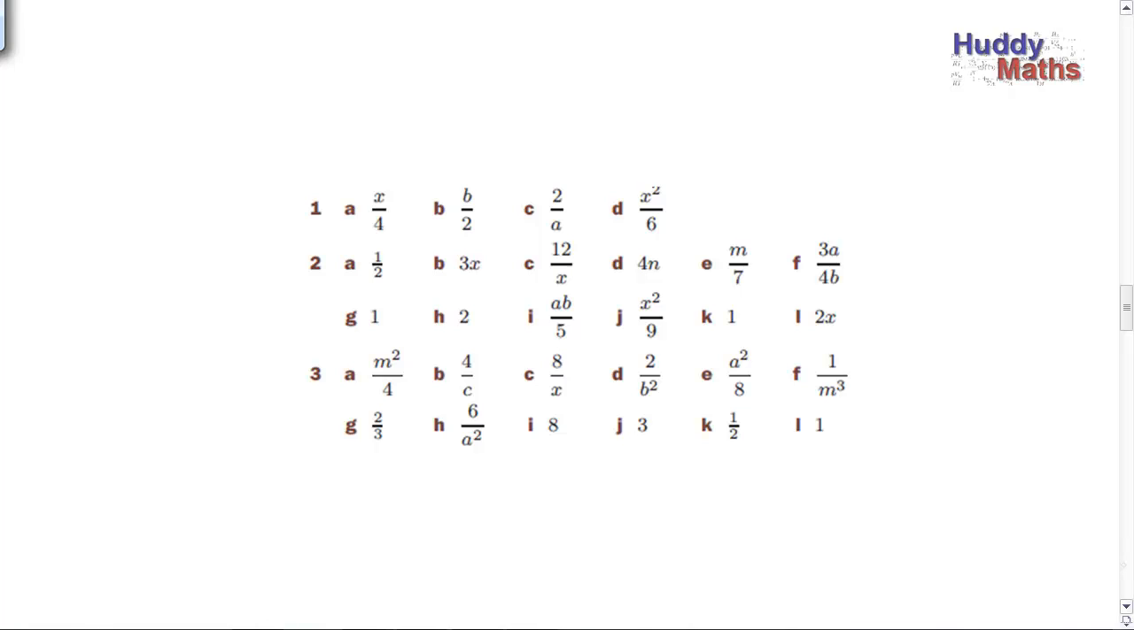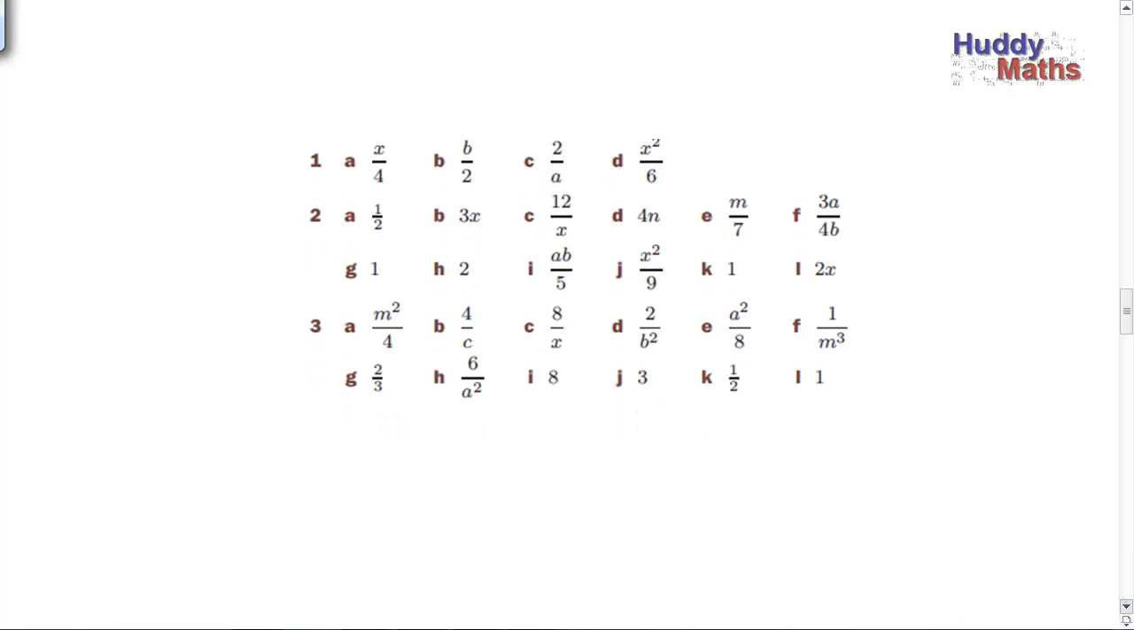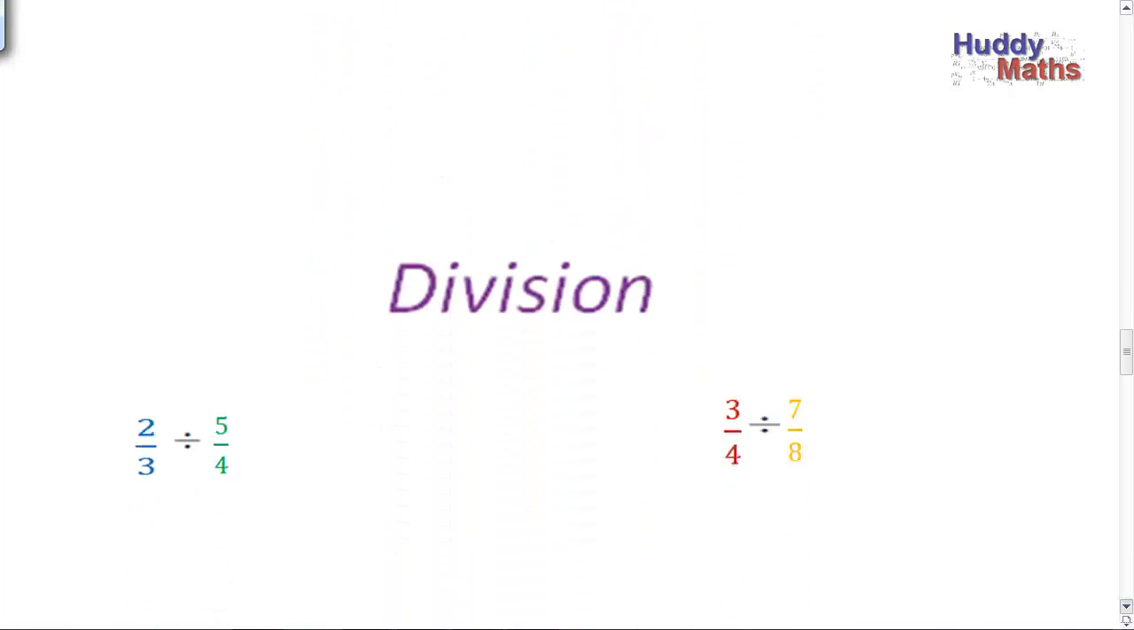Okay, so here they are. Check your work out and see how you're going. If you get something wrong, you've got to go back and have a look. Maybe look at what I did in the example and have another go. All right, let's go on. What are we going to do next? I reckon we need to do a bit of division.